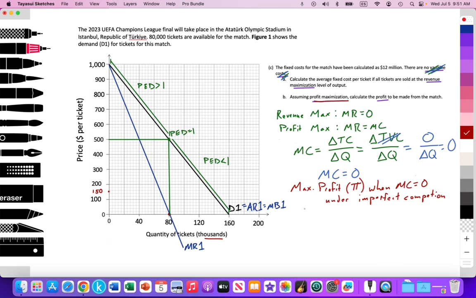Well, there are a few things we need to be mindful of. If the marginal cost curve equals 0, then the profit maximum level of output will have the following characteristics. Yikes, I'm running out of space there.